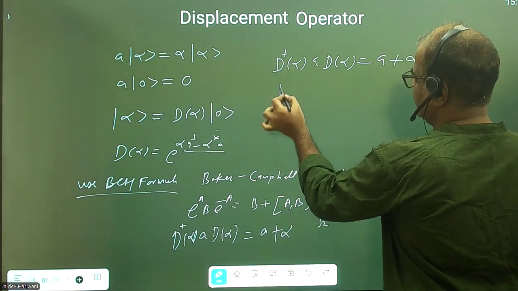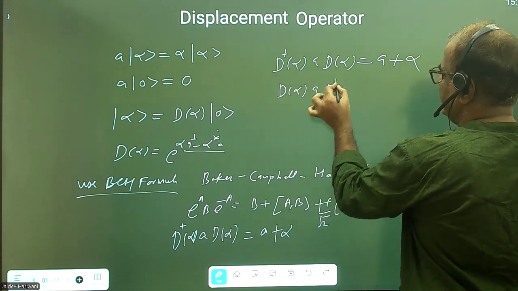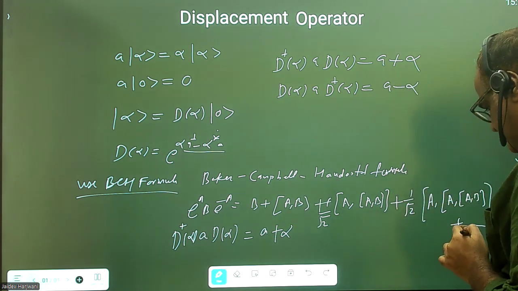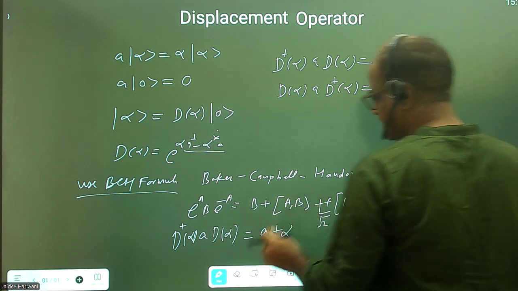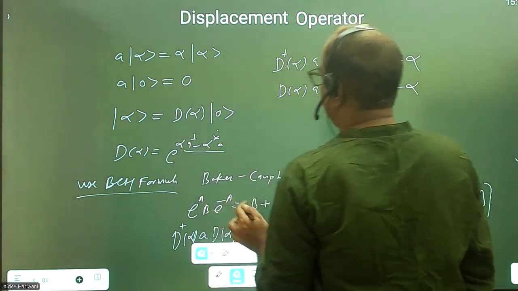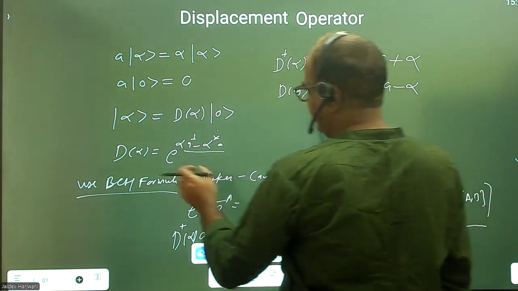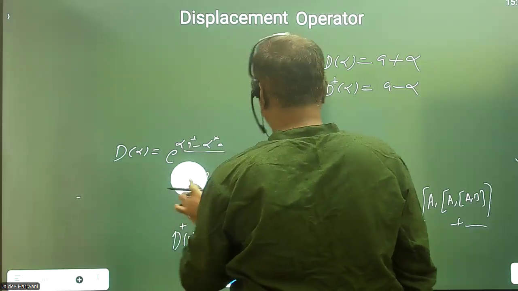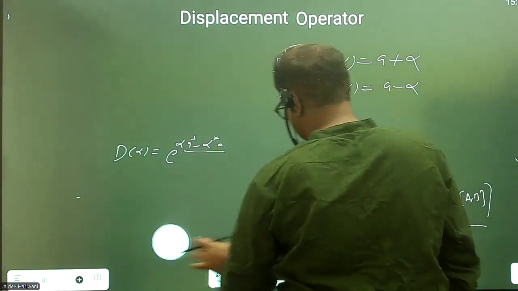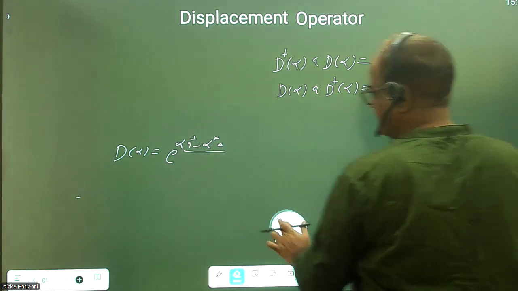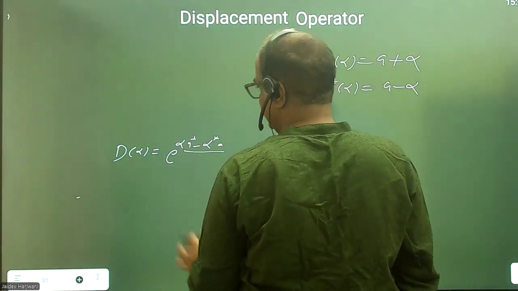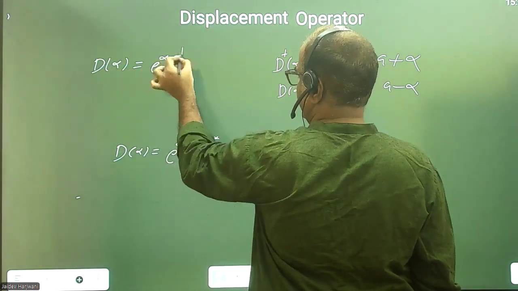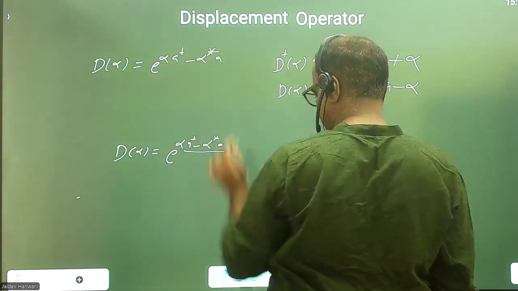So simply you can also write D alpha A D bar alpha. You can show this is equal to A minus alpha. Okay. So now let me write this operator in one more alternate form. I want to write this operator in some alternate form. So I have D alpha equal to E alpha A bar minus alpha star A.